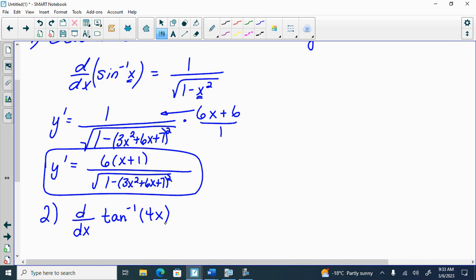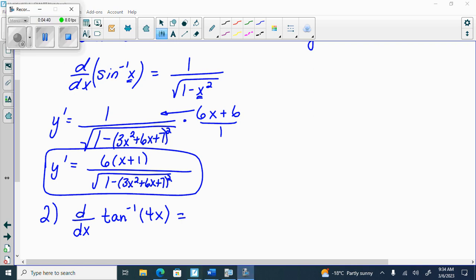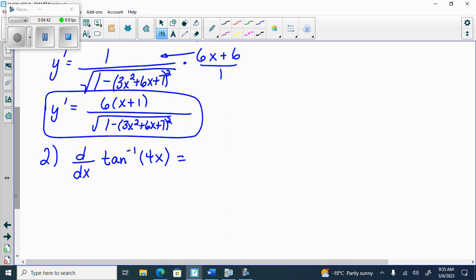Remember when I go d over dx of tan x, your answer is just equals this, because it's the derivative of tan x, right? So for this one, we would have 1 over 1 plus x squared. X just happens to be 4.